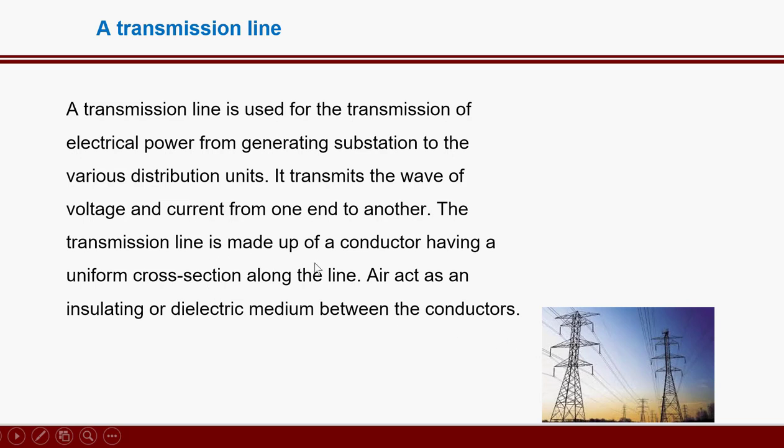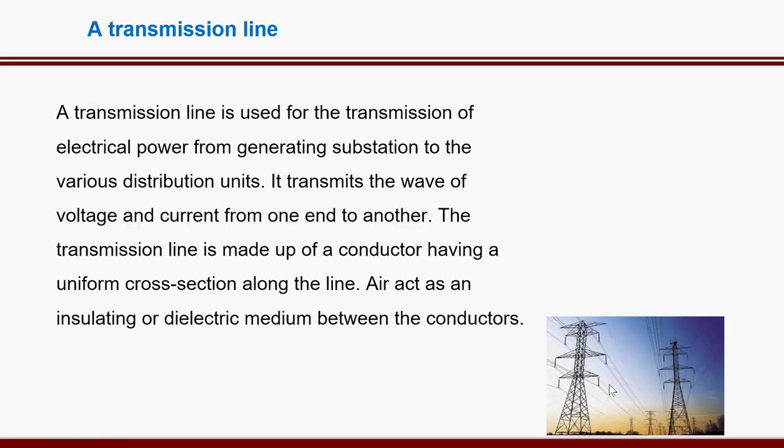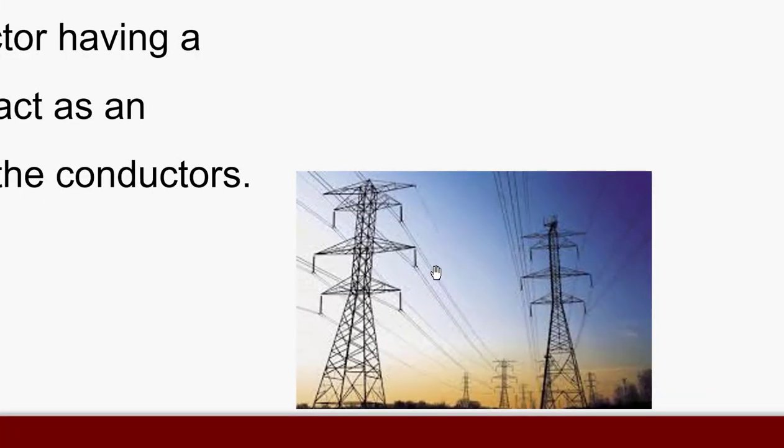The transmission line is made up of a conductor having uniform cross section along the line. You know that whenever we require to transmit voltage or current, we require a conductor. So a transmission line is nothing but a conducting line where we are going to transmit our required signals. In this case, air is acting as the insulating or dielectric material between the two conductors. In this diagram, you can see a huge number of lines connected over these rods or bars, and they transmit a high amount of power.